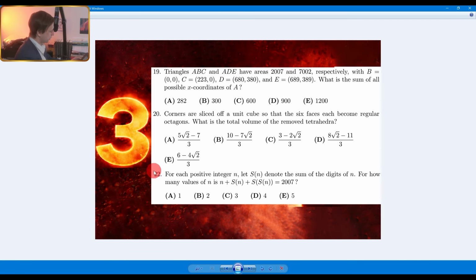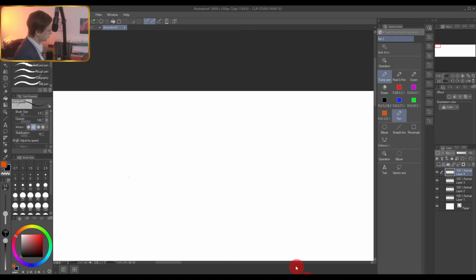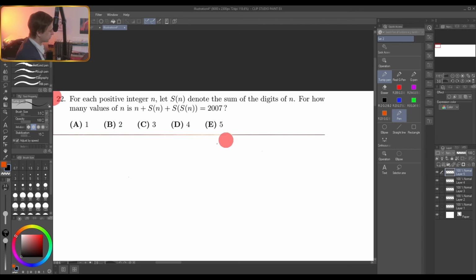Okay, let's solve the last one. It will be a pretty interesting and pretty advanced equation. I can be sure that I've seen something like this in math competitions of all times, so it's not a new idea. So for positive integer n, let s of n denote the sum of digits of n. For how many values of n is n plus s of n plus s of s of n equal to 2007?